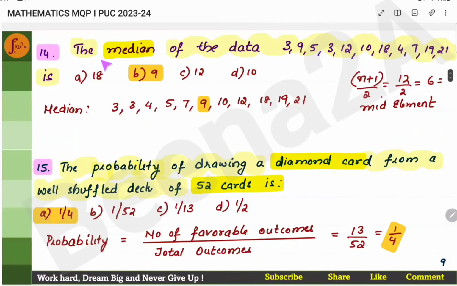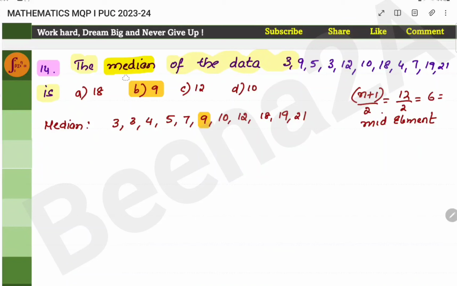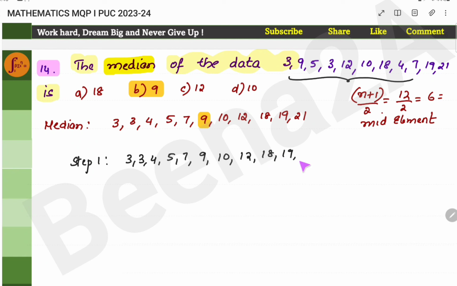Let's look at the 14th problem. The median of the data. We have to find the median of the data. So what is the median? The first step is to put these numbers in ascending order, from small to big. You have 3, 3, then 4, 5, 7, 9, 10, 12, 18, 19, 21. So you have put it in ascending order, right?